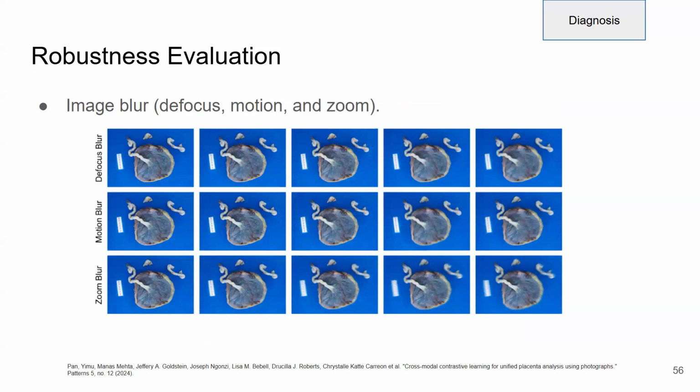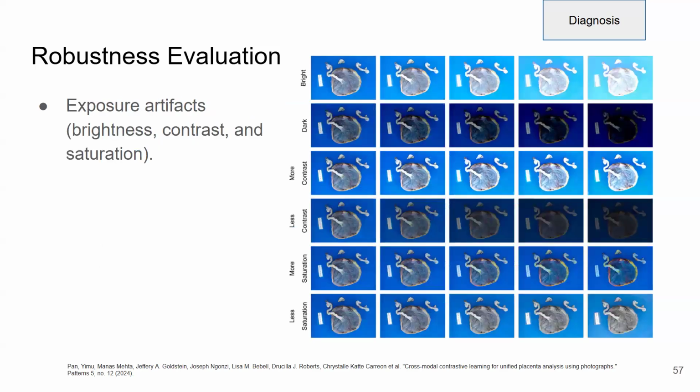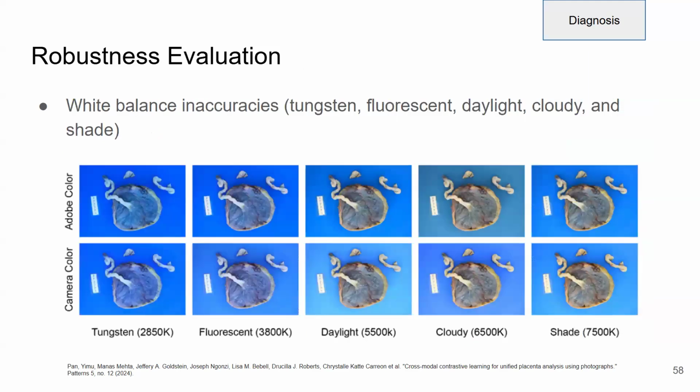And also if you shake your hand, you can get a motion blur, or if your camera doesn't zoom in well, or if you are zooming while taking a picture, you get zoom blur or defocus blur. The exposure can also change depending on the lighting, so we have brightness, contrast, and saturation. Additionally, your light source might cause a difference in the white balance, so we also model that. Those are all here to evaluate how the model performs under different situations. We call it robustness evaluation.